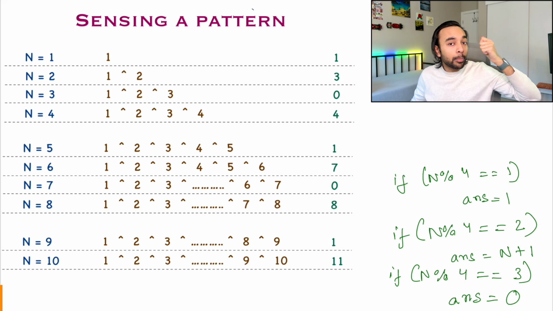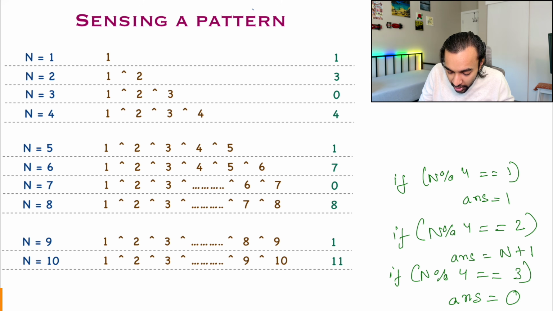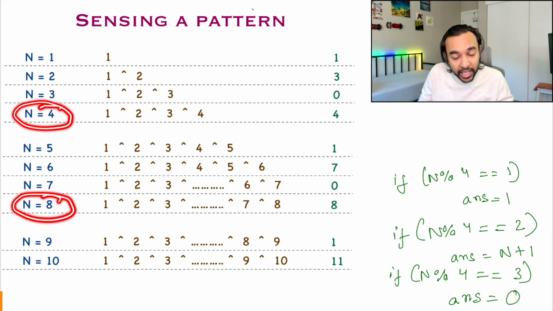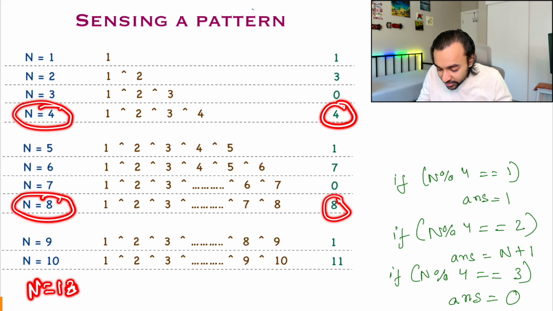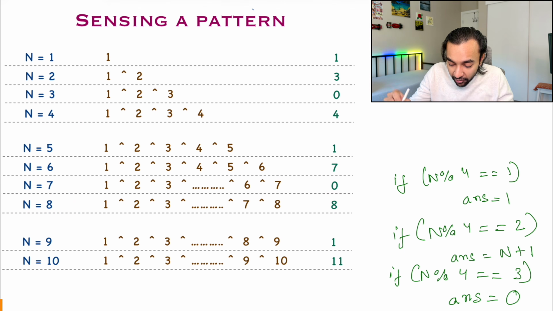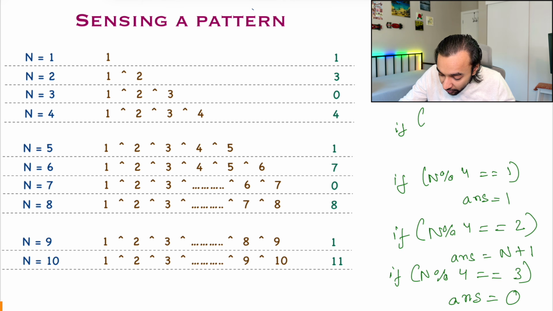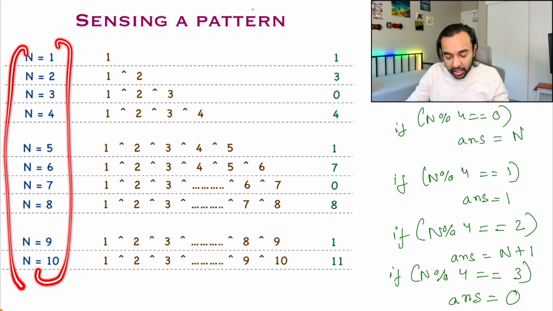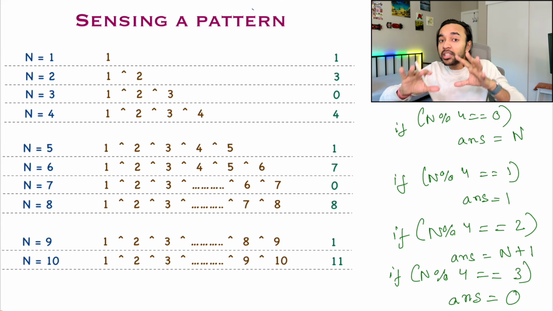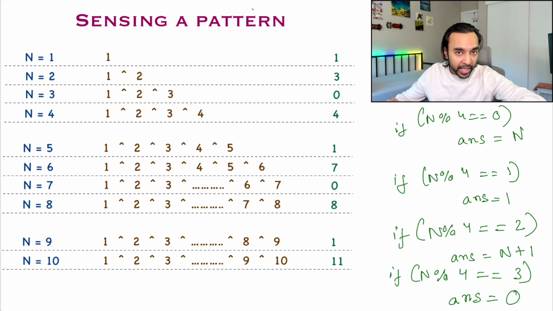When a number is a perfect multiple of 4. So check out, whenever I have n equals 4 or n equals 8, or for example n equals 12, what will be the answer? The answer will be n itself. So I have my last condition also available now. If n modulo 4 equals 0, that means the number is perfectly divisible, the answer is always n. So what have we determined over here? If I give you any value of n, you can tell me immediately in constant time what will be the XOR of all of the numbers from 1 to n.